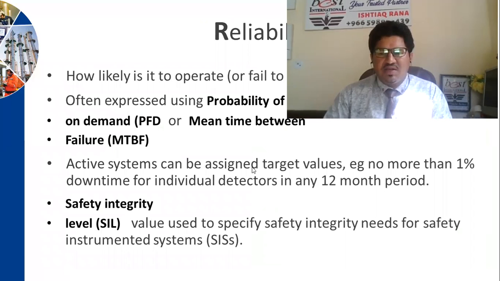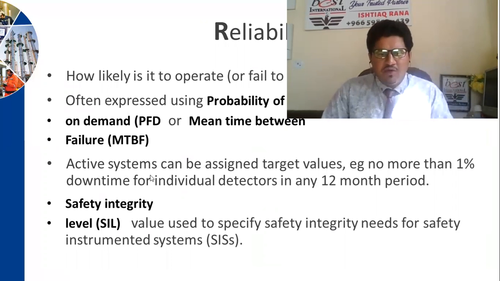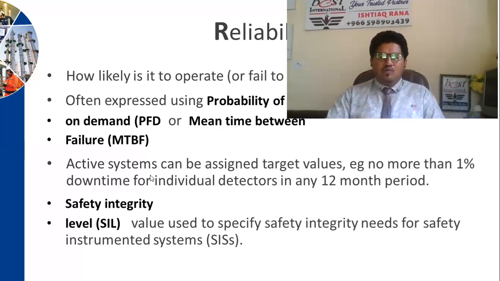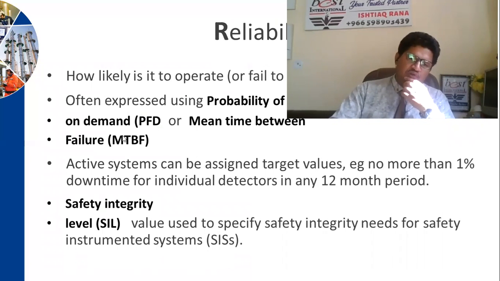Now, reliability, the second one after functionality. Let's understand reliability: how likely it is to operate or fail to operate on demand. Often expressed using probability of failure on demand, PFD, or mean time between failure. Active systems can assign target values, e.g. no more than 1% downtime for individual detectors in any 12-month period. Safety integrity level, SIL, is used to specify safety need for safety instrumented systems. So all of these must be designed and must be part of the plan.